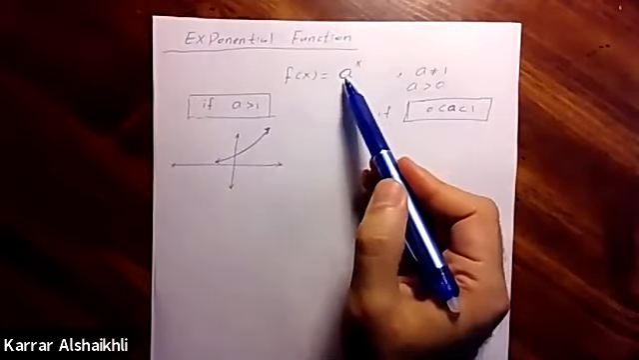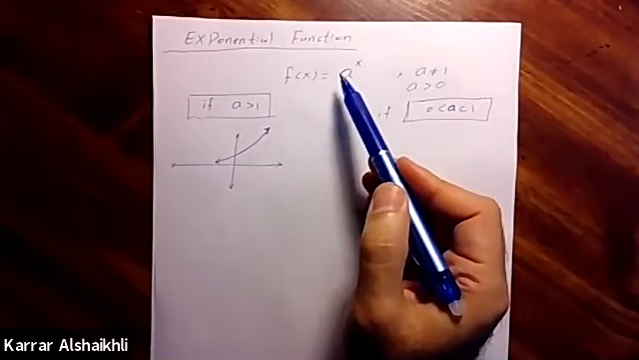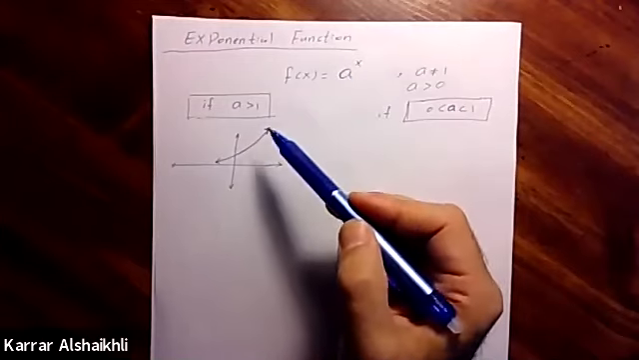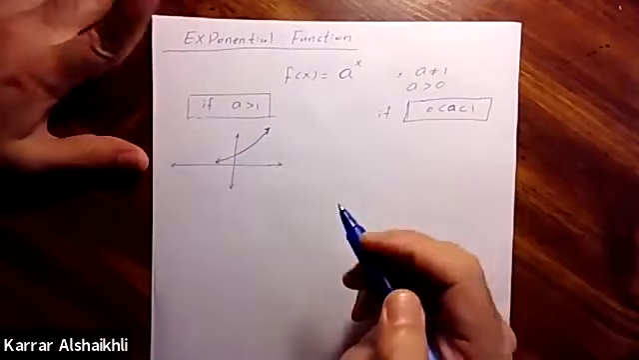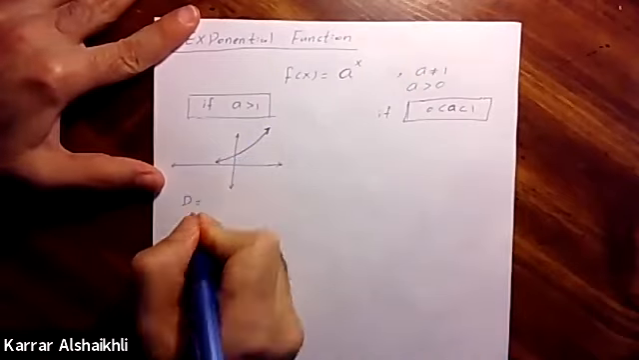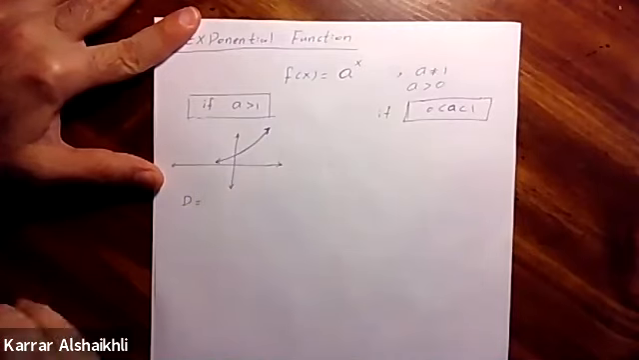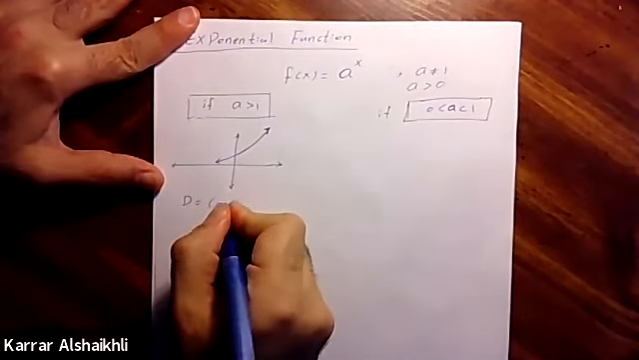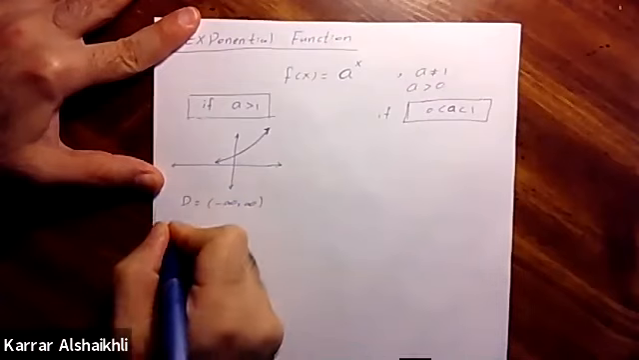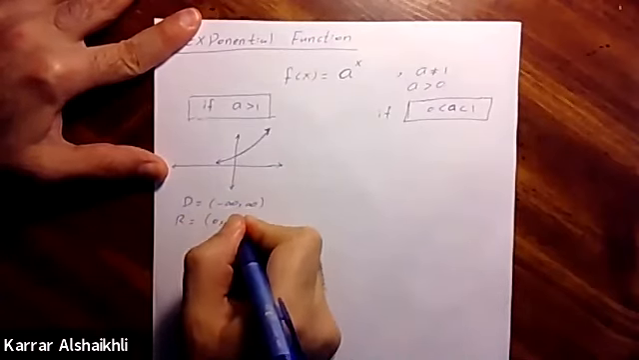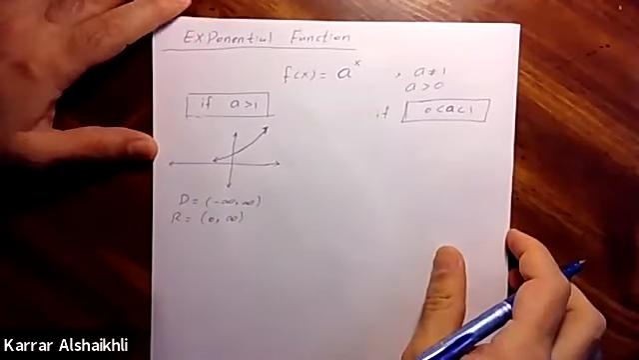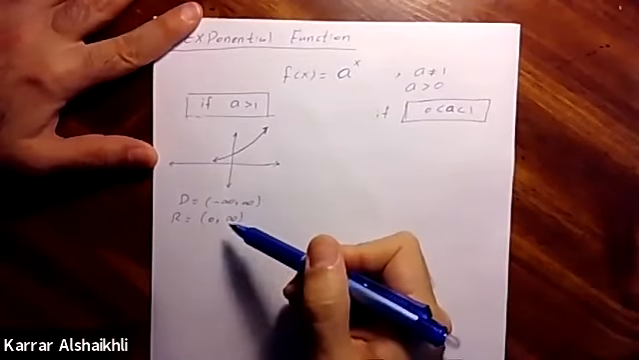That means 2, 3, 4, 5, 6 to the power x. If you want to graph it, your graph is going to look like this. And always the domain is going to be from negative infinity to infinity. And the range is going to be from 0 to infinity. Always you can choose this domain and range.